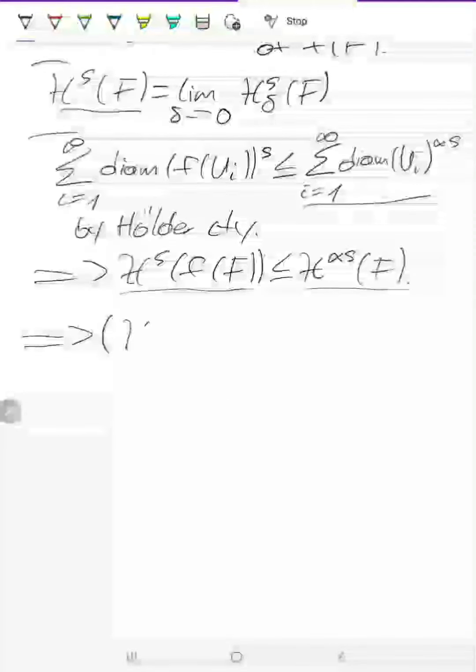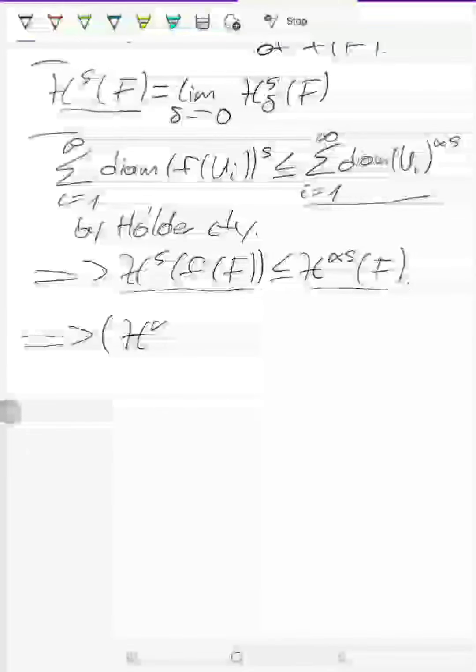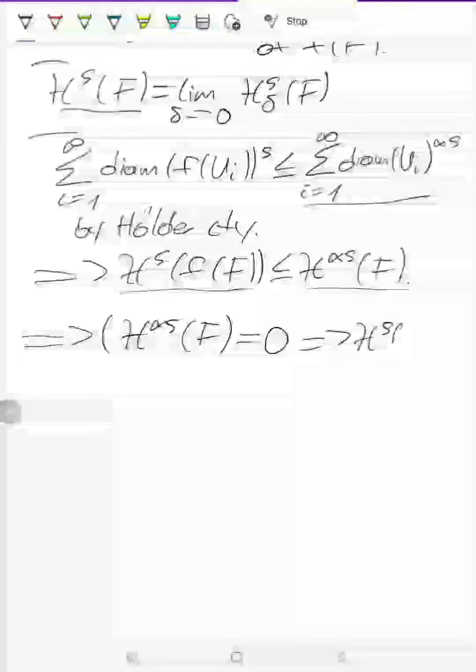So let me write it clearly so that it's clear what I want to say. From here we see that if this thing here is 0, then we get that also the Hausdorff dimension of the image is 0. So we get this implication.